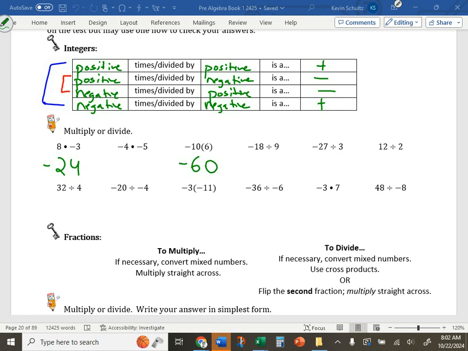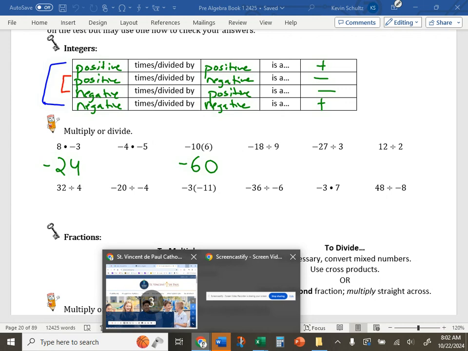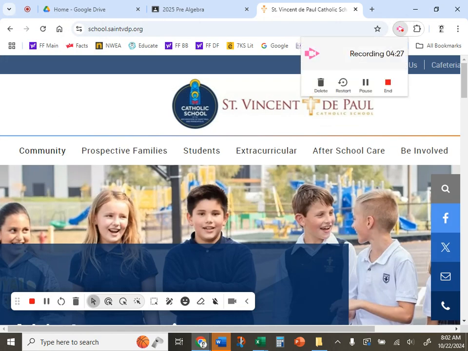So the actual multiplication doesn't change. You just have to look at what are my signs, and then how does that affect the sign of the final product or quotient, right? Questions? No. Usually not. I guess I'll pause the video. Take 20 seconds and run through the rest of these, and then we'll go over answers.